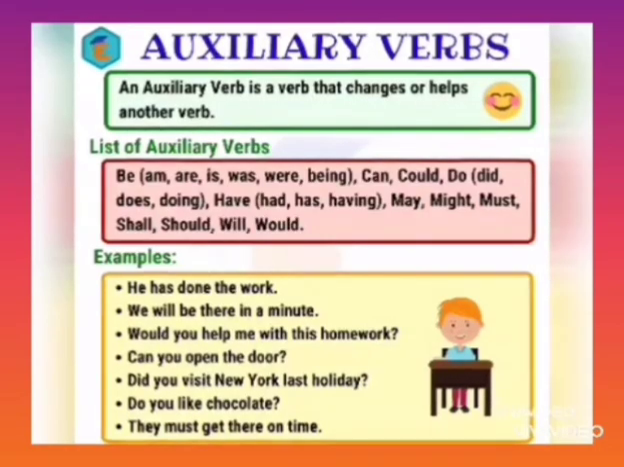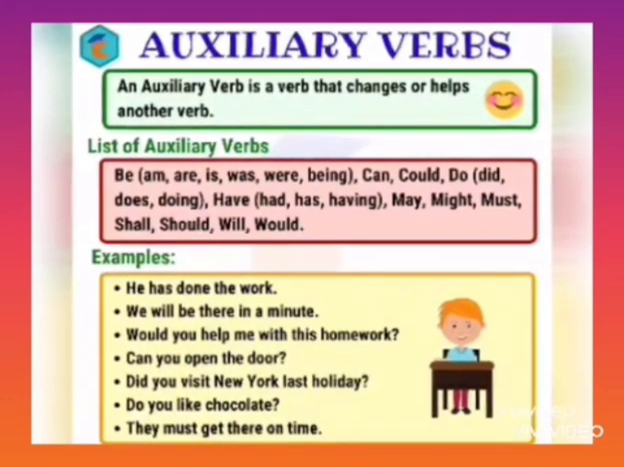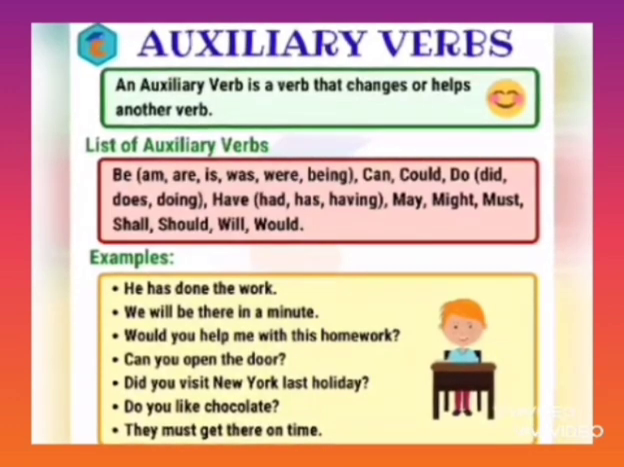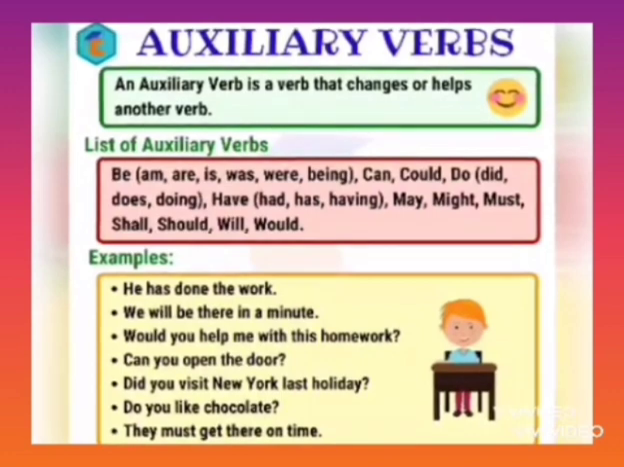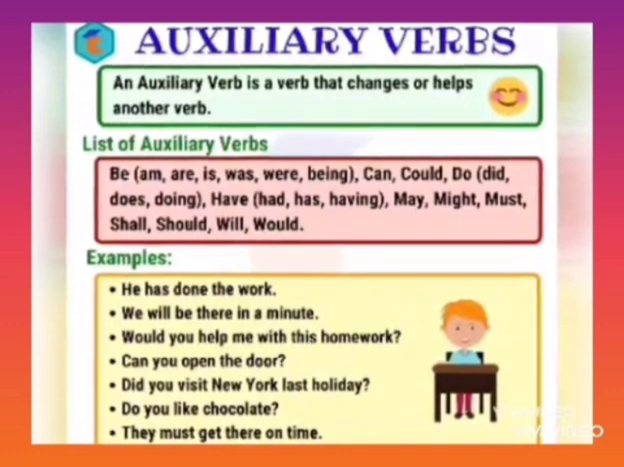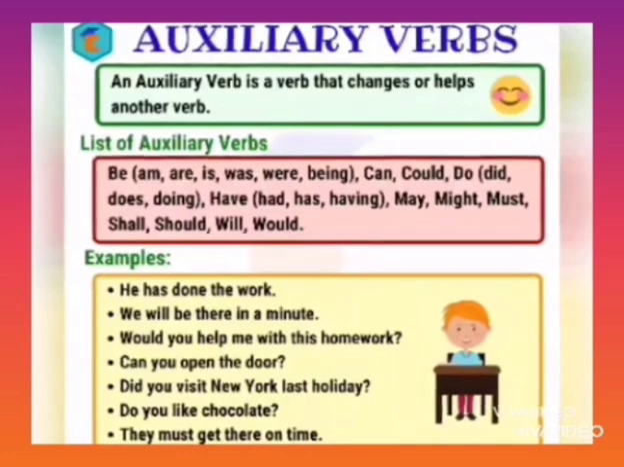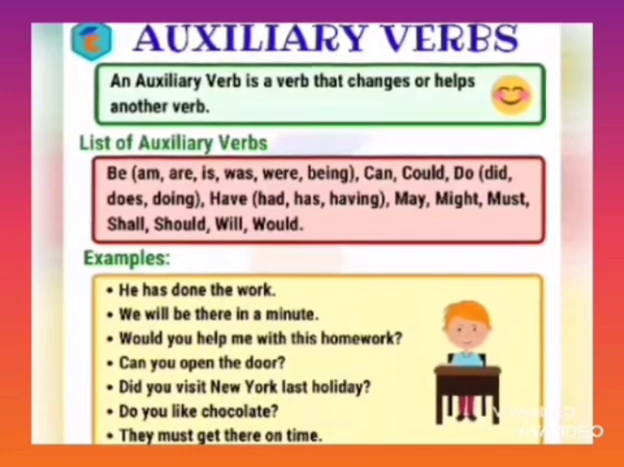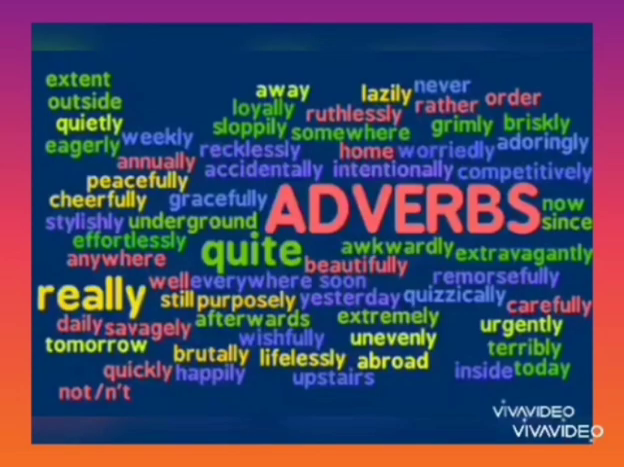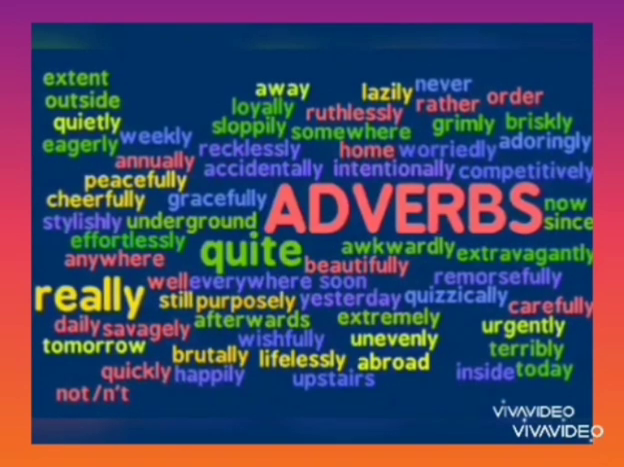So an auxiliary verb is a verb that changes or helps another verb. List of auxiliary verbs in the be verb category: am, are, is, was, were, being. Can, could, do, did, does, doing, have, had, has, having, may, might, must, shall, should. May, might, must, these are generally modal auxiliaries. Look at the examples. He has done the work. We will be there in a minute. Would you help me?